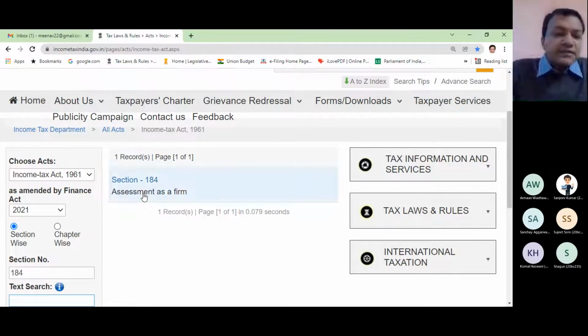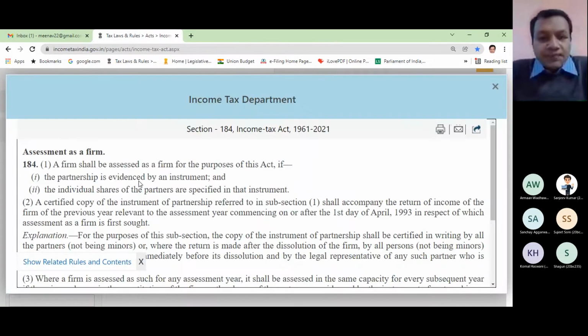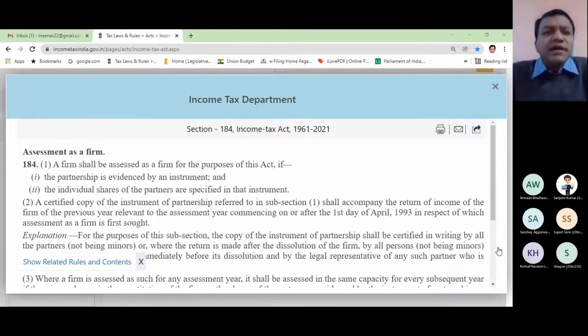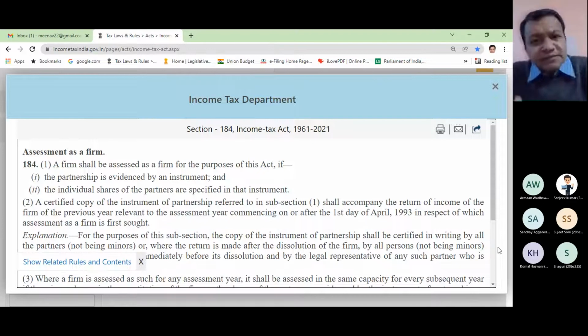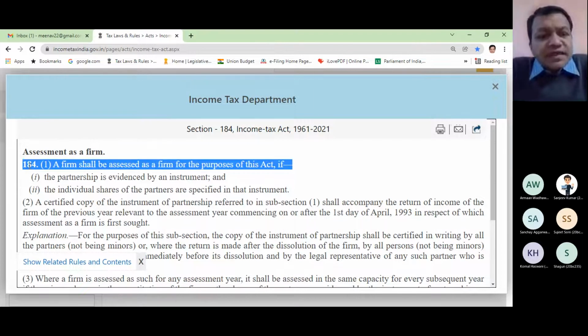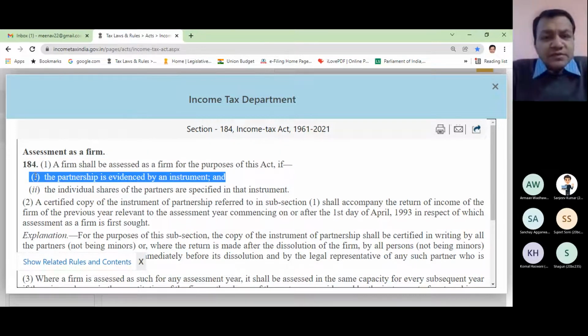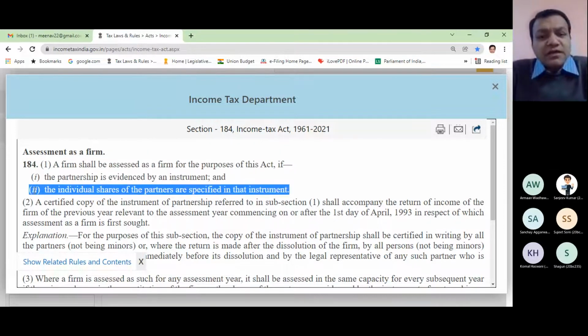Assessment as a firm. This is the theory section. Assessment as a firm, 184. So it means when you will tax a firm as a partnership firm under Income Tax Act. 184 subsection 1: a firm shall be assessed as a firm for the purpose of this Act if the partnership is evidenced by an instrument, and the shares of partners are specified in that instrument. This is the condition.